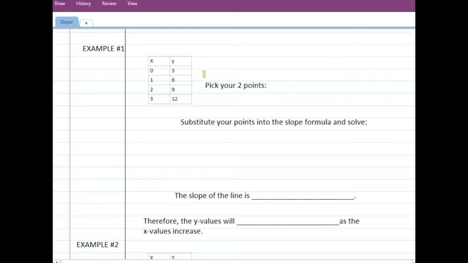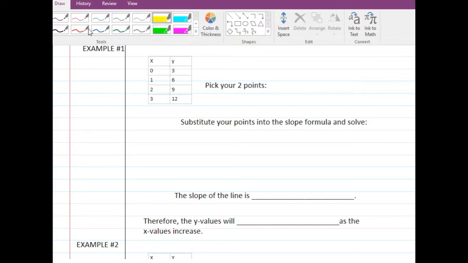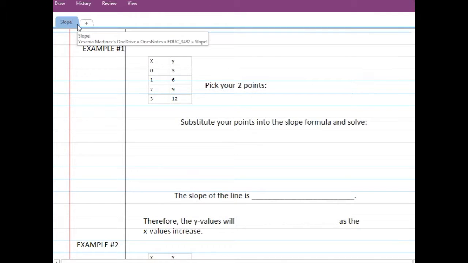In the first example, you have a table with x and y values, and these values are coordinates, and these coordinates make up a linear function. So the first step in order to find your slope is that you need to pick 2 points. In this case, we're going to pick 0, 3 and 2, 9. And let's label each number.